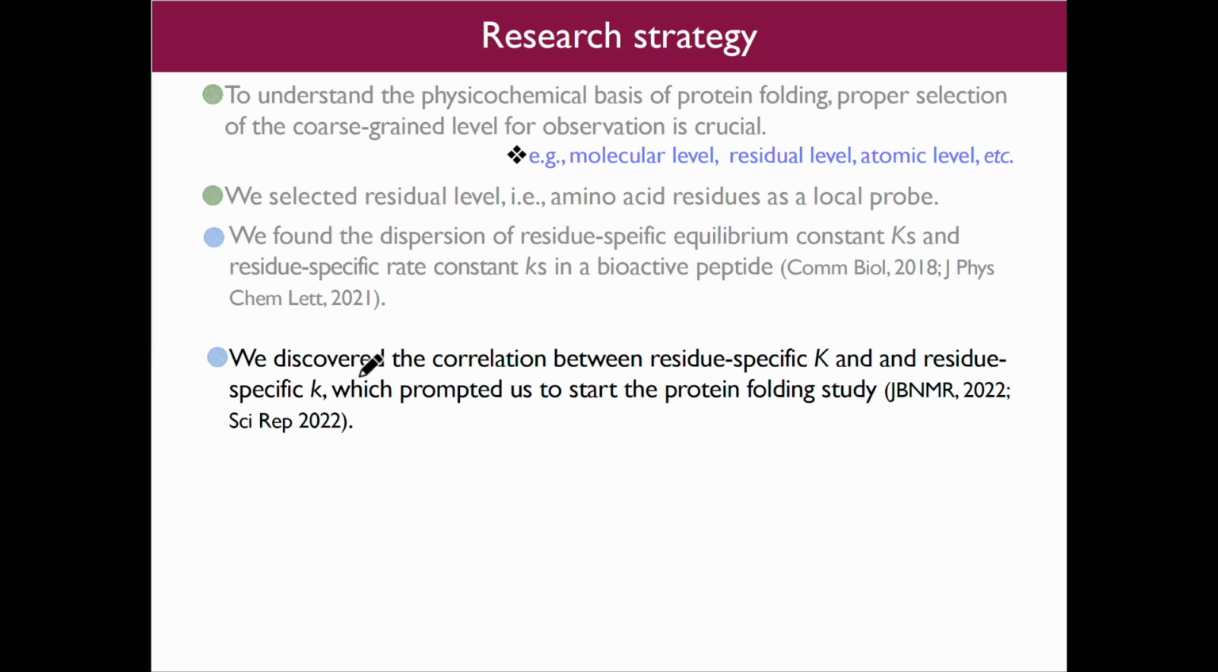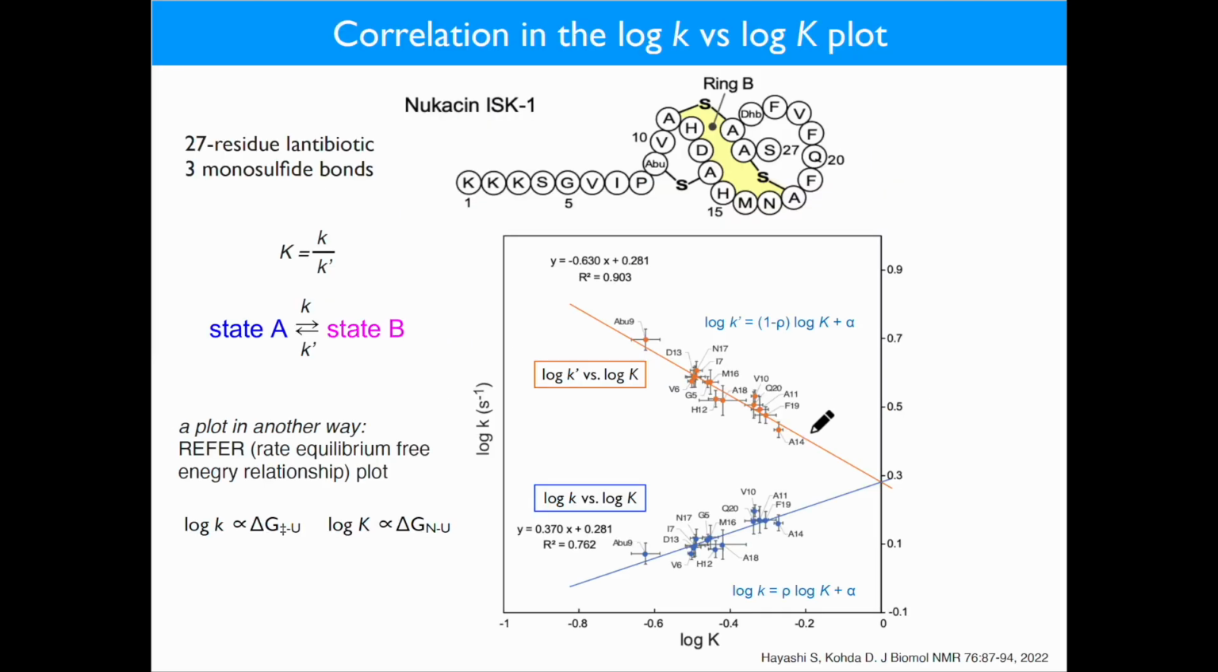Then we discovered the correlation between the 2 residue-specific parameters. So this prompted us to start the protein folding study a few years ago. And this is an example here. So log k, small k, versus log K, large K plot here. And this blue data is for the forward reaction, and this orange data is for the backward reaction.